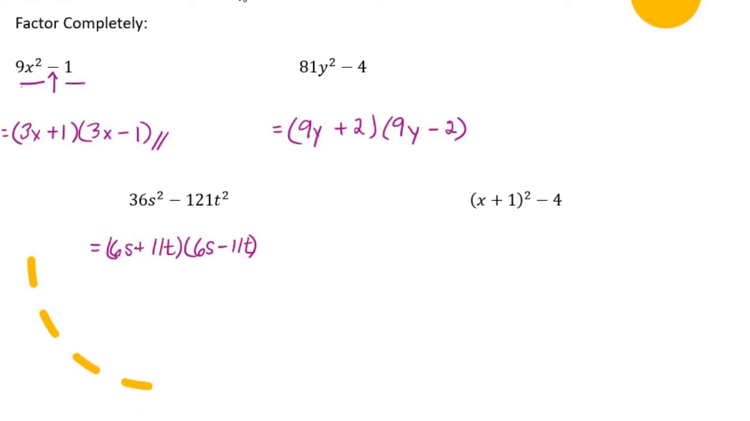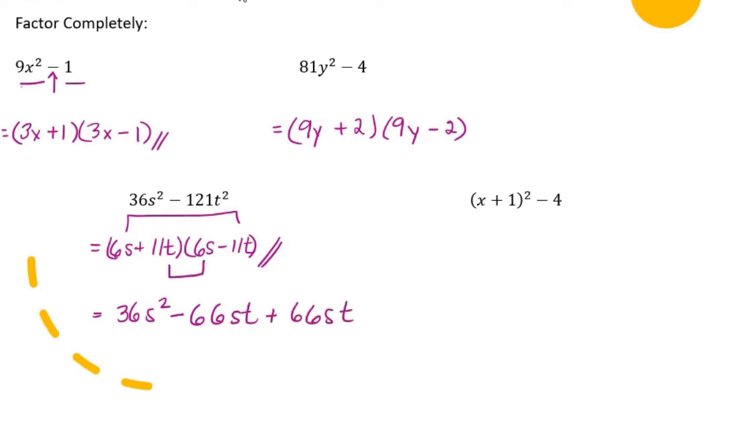If you're not sure about this one because it's a little more involved, this is our final answer, but let's FOIL it out. 6s times 6s is 36s squared. Looking at the outsides, I have 6s times minus 11t, so that's minus 66st. The insides are 11t times 6s, so plus 66st. You see right away that our middle terms, the like terms, will disappear. They sum to 0. And then finally, 11t times negative 11t is negative 121t squared. So that will work out.